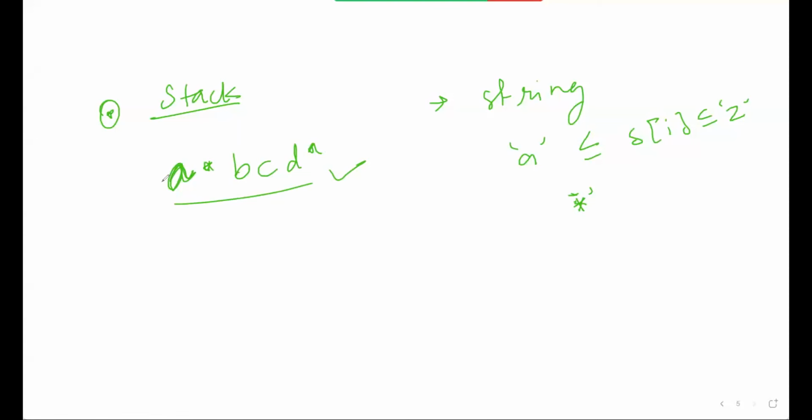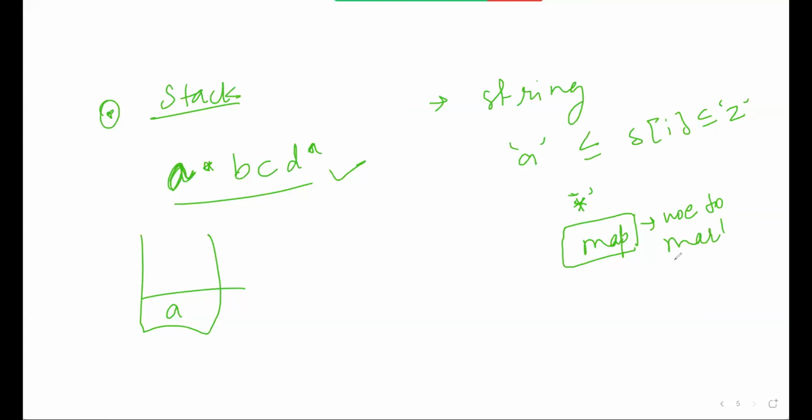So how to use the stack? You'll traverse from left to right, from index i equal to 0 all the way to the end. You'll push this character A here, or you can push the corresponding value. In a map, you can mark the corresponding values. Like for A, you can mark it 1. For B, you can mark 2. For C, you can mark 3.